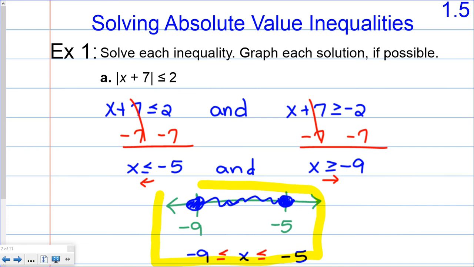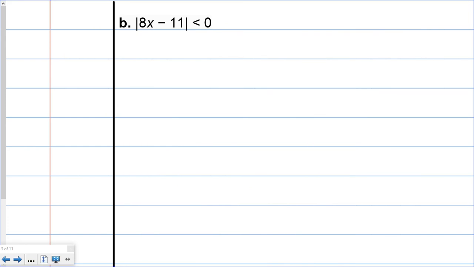Make sure that is all highlighted. Also, make sure when you're shading, use the squiggly line. That way there is no question whatsoever as to where your shading is. All right, let's look at another one of these.